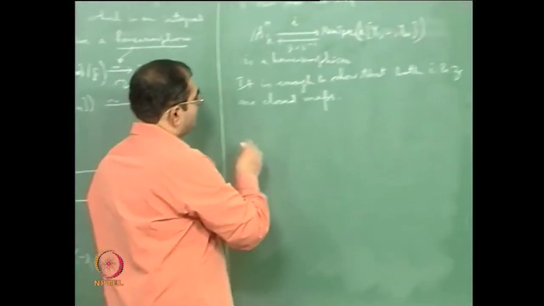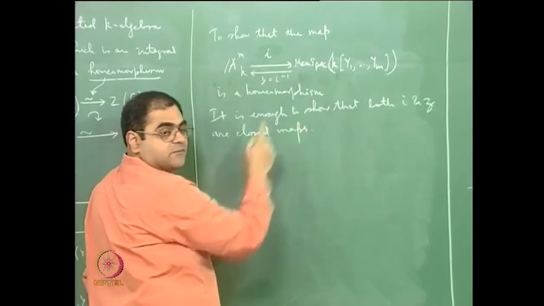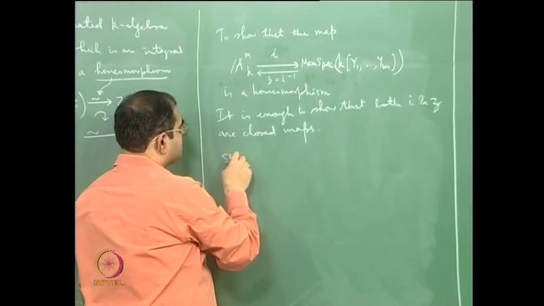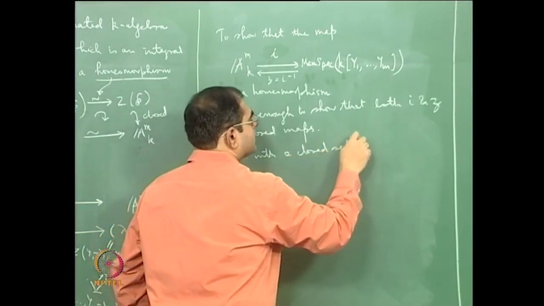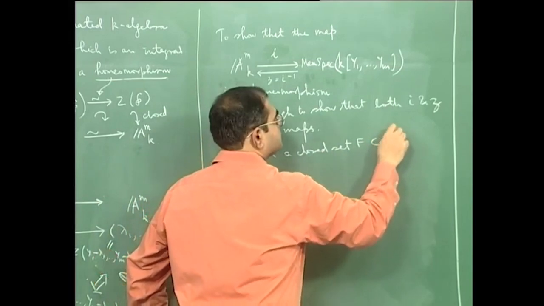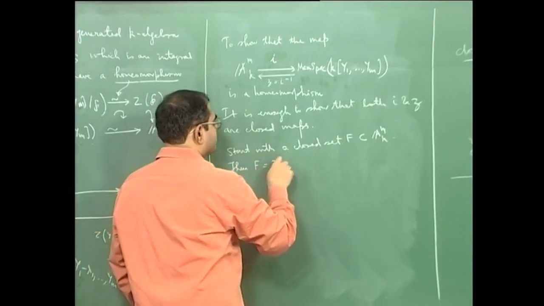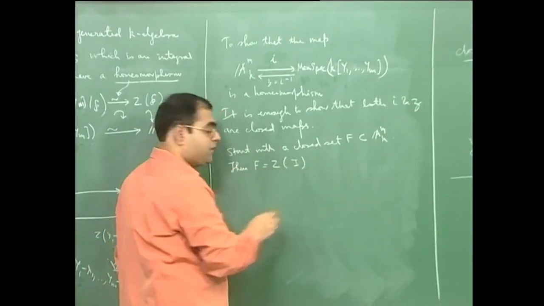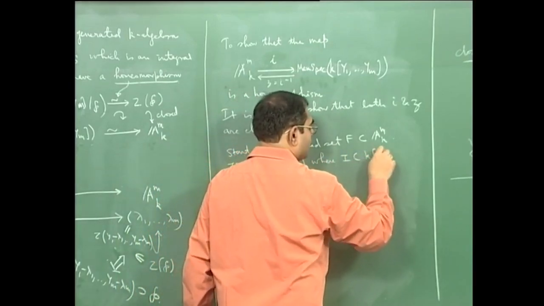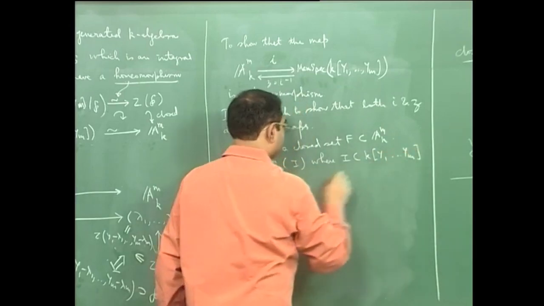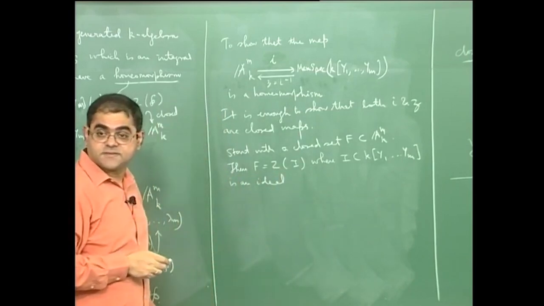So let us start with a closed set here and let us see what its image there is. So start with a closed set F inside A^m. Then you see, what is F? F is Z of some ideal I, where I inside K[y1, ..., ym] is an ideal. This is the definition of a closed set in the Zariski topology.